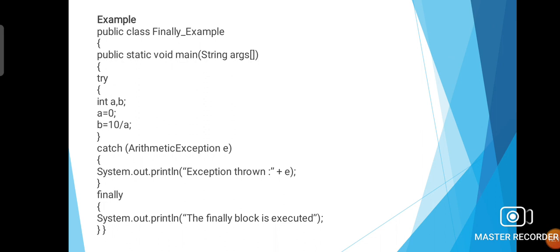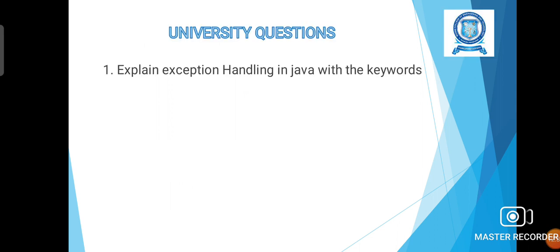In Java, to avoid the unexpected termination of the program, we handle the exceptions, and we can mention the remedial actions inside our code. These are possible with the help of several keywords in our exception handling mechanism. And in this topic, we can have a university question like: explain exception handling in Java with the keywords.